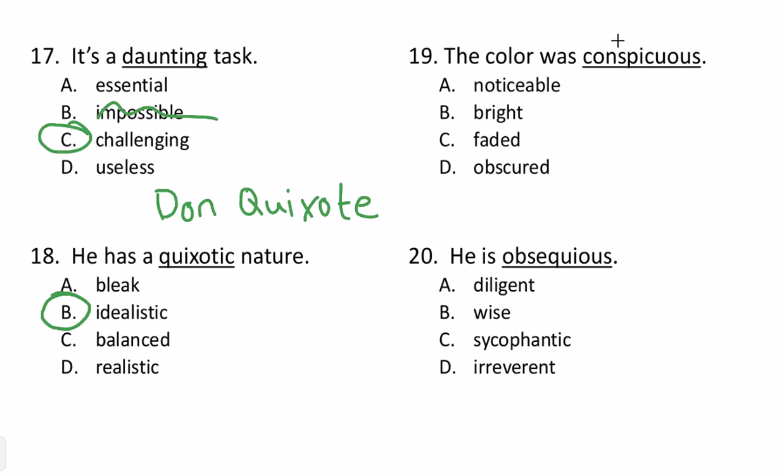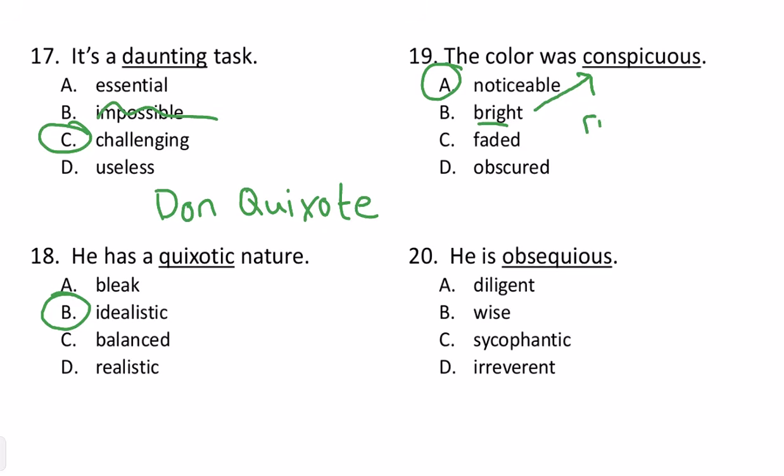The color was conspicuous. Correct answer is noticeable. I'm guessing some of you guys chose the word bright, but remember, bright is not the definition of conspicuous. So yes, it's true, a conspicuous color might be bright, but that's still not the definition. The actual definition is noticeable. I'll give you another example, an easier example.